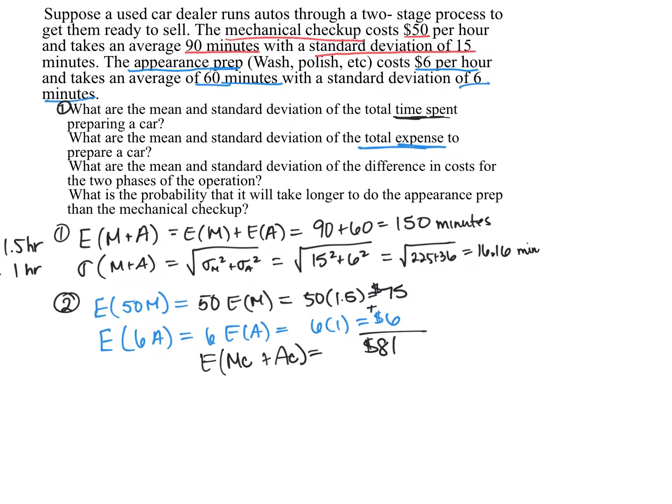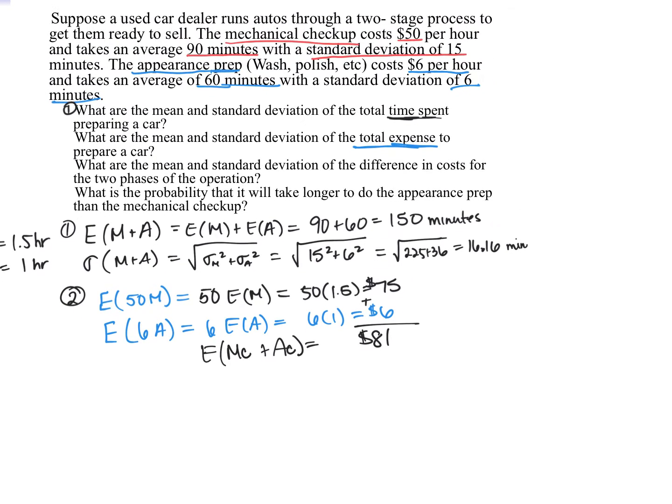But standard deviations also have to be converted from minutes to hours. 15 minutes is how many hours? A fourth of an hour, so 0.25, right? And 6 minutes is what percent? 1/10 of an hour, 0.1. Right? 6 divided by 60 is 0.1. 15 divided by 60 is 1/4, 0.25.